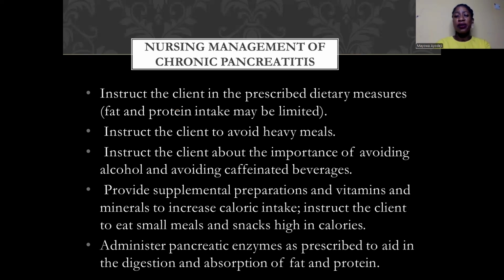Instruct the client about the importance of avoiding alcohol and avoiding caffeinated beverages. Provide supplemental preparations and vitamins and minerals to increase caloric intake. Instruct the client to eat small meals and snacks high in calorie. Administer pancreatic enzymes as prescribed because this patient is lacking what? Pancreatic enzymes. This pancreatic enzyme, even if they are produced, they are not doing what they are supposed to work, what they are supposed to do.